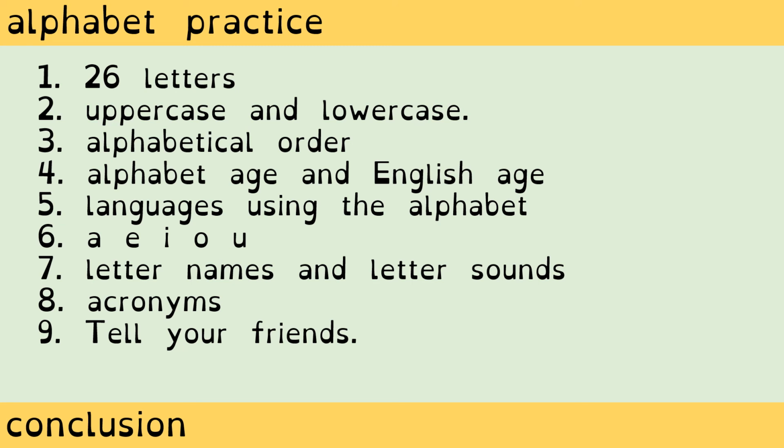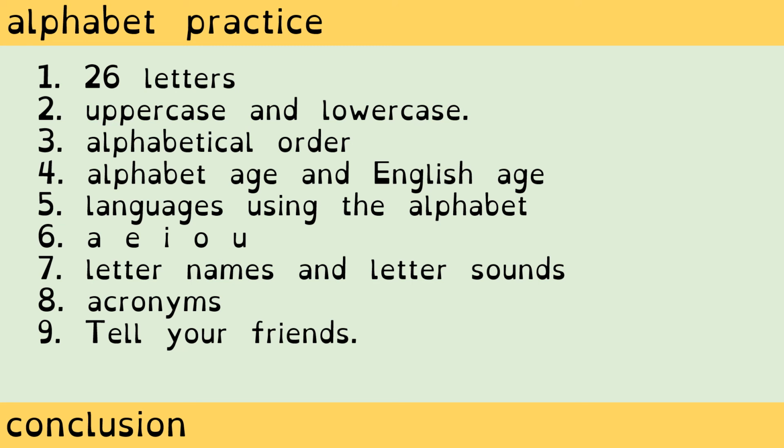4. Alphabet age and English age. The alphabet is a couple thousand years old, but the English language is less than 1,000 years old. 5. Languages using the alphabet. Many languages use the alphabet, and the English language borrows words from them, even if they break some of the spelling rules of English. 6. A, E, I, O, U. The vowels are A, E, I, O, U.